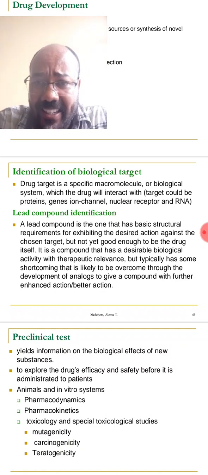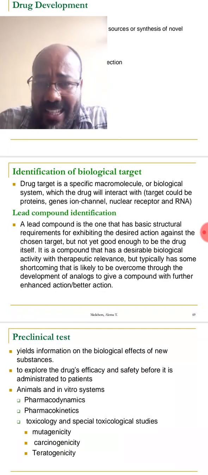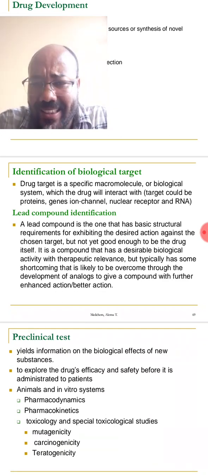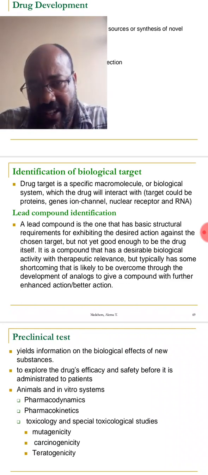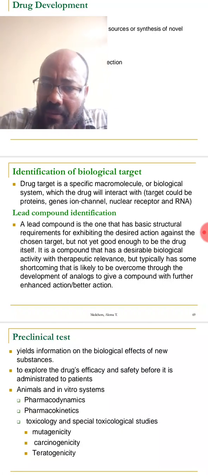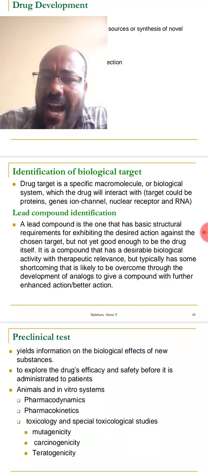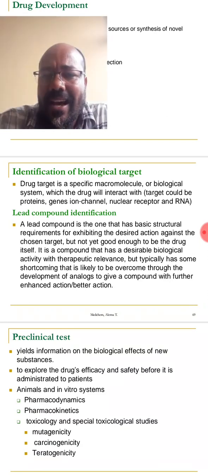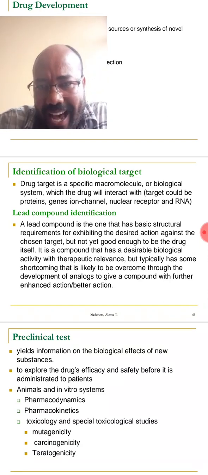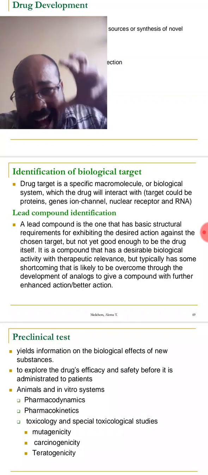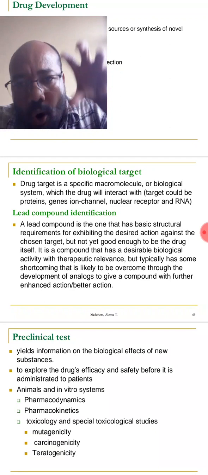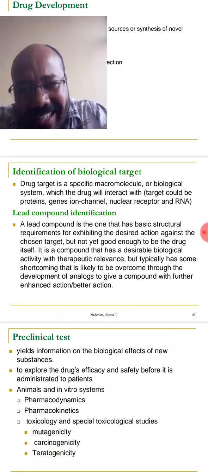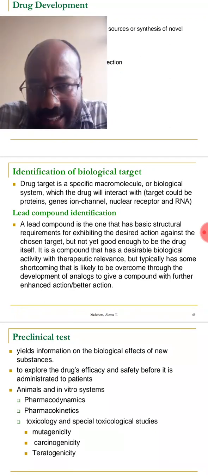After identifying the target site, or the biological target, the second one is lead compound identification. Which one is the lead compound? The lead compound is one that has basic structural requirements for exhibiting the desired action against the chosen target. It is the structure that can have activity on that selected, identified biological target.